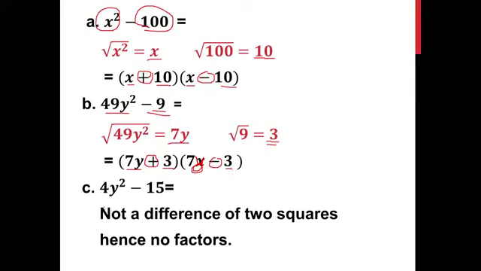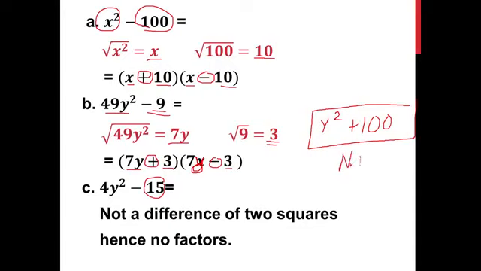Now, why is letter C not factorable? Because 15 is not a perfect square. If I'm going to give you y squared plus 100, you cannot factor this out. This is not factorable. Why? Because this is not a difference of two squares. This is plus. So take note, you can do difference of two squares if it's x squared minus, for example, 36. So the factors are, you have plus and minus.